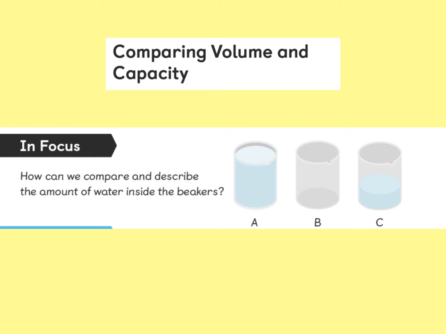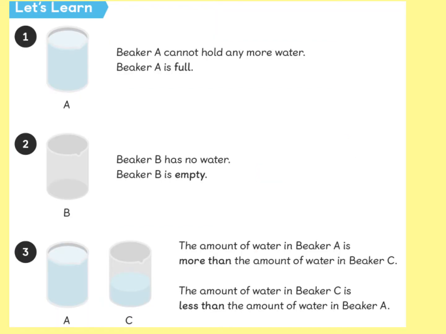What could you say about beaker A? What could you say about beaker B? If we look at beaker B, okay, the amount of water, the volume inside. And beaker C, what could you say about the volume, the amount of water? Have a think, discuss it in your classes or with your parents or friends. Off you go.